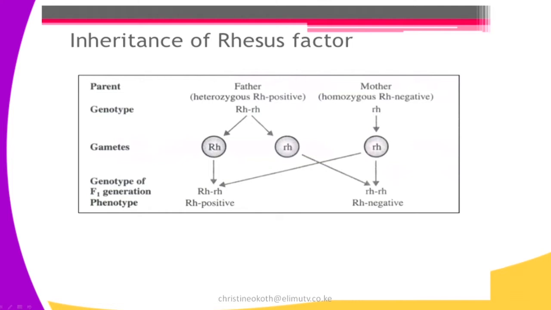So doing a cross of a parent, a father, who is heterozygous, rhesus positive, and a mother who is homozygous, rhesus negative. When you do the crossover, the Rh first will cross with the mother who has both of them, they are rh, they are negative. So it means all of them are rh. So it means two of the offsprings are going to be rhesus positive and two of the offsprings are going to be rhesus negative.